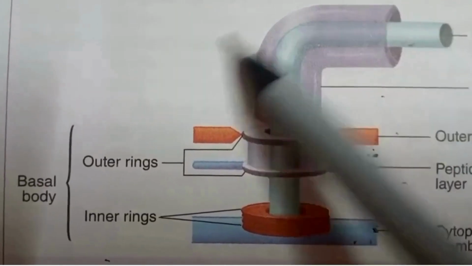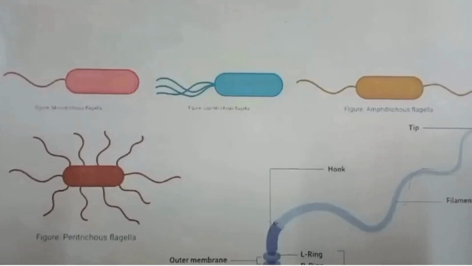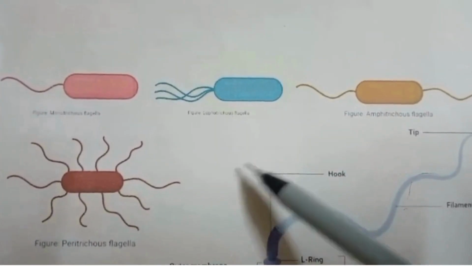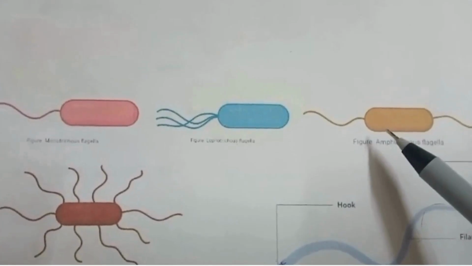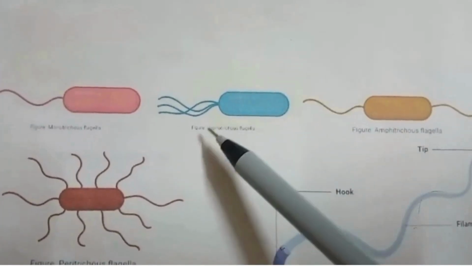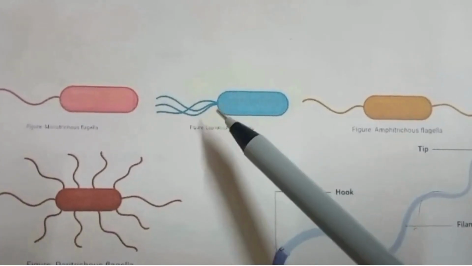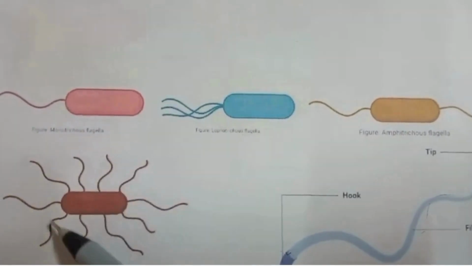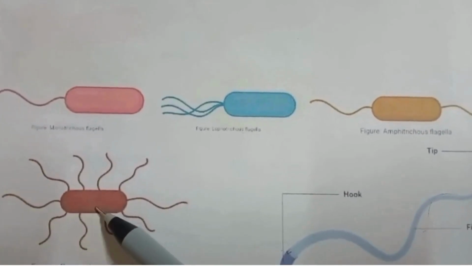Let's discuss the arrangement of flagella in different bacteria with examples. Here, the flagella are differentiated into four types based on their arrangement. If the flagella are present at both ends, it is known as amphitrichous. If a tuft of flagella is present at one or both ends, it is known as lophotrichous. If the flagella are arranged all around the cell, it is known as peritrichous, which we see in Salmonella typhimurium.